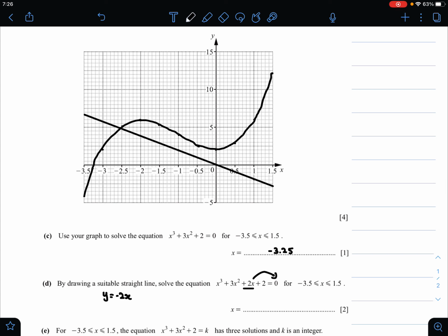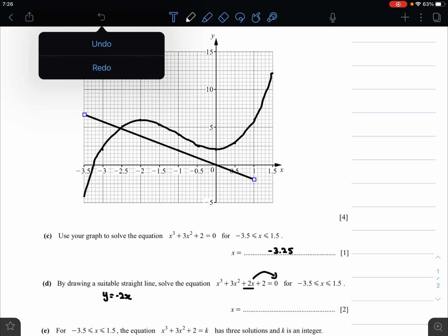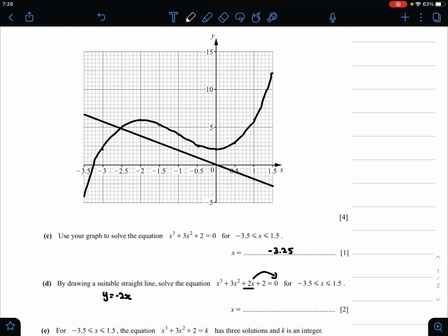Now when they say to solve this equation, we need to see where this line intersects with the curve. So that would be right here. It is intersecting at the point negative 2.5. So negative 2.5 is the x coordinate of the point where it is intersecting. That would be your final answer for part D of this question. Now let's move to part E.